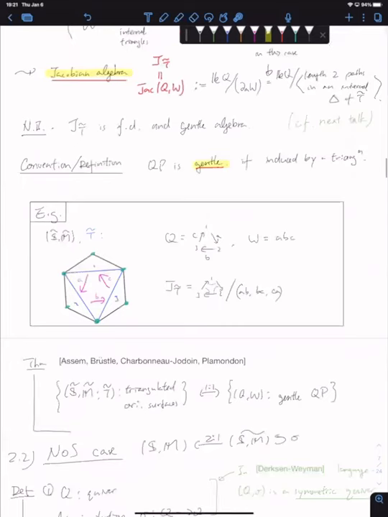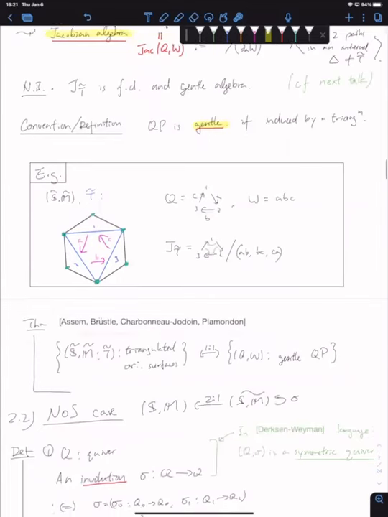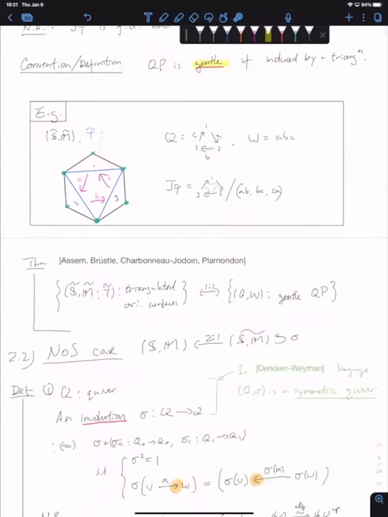But the result that I really want to recall is by these people, whose names are too long for me to pronounce, where they show that triangulated orientable surfaces, so orientable surfaces with triangulation, correspond to gentle quivers with potential.